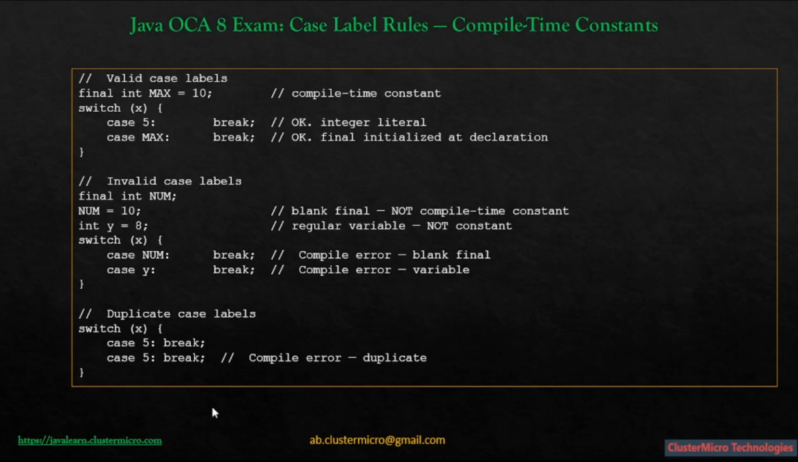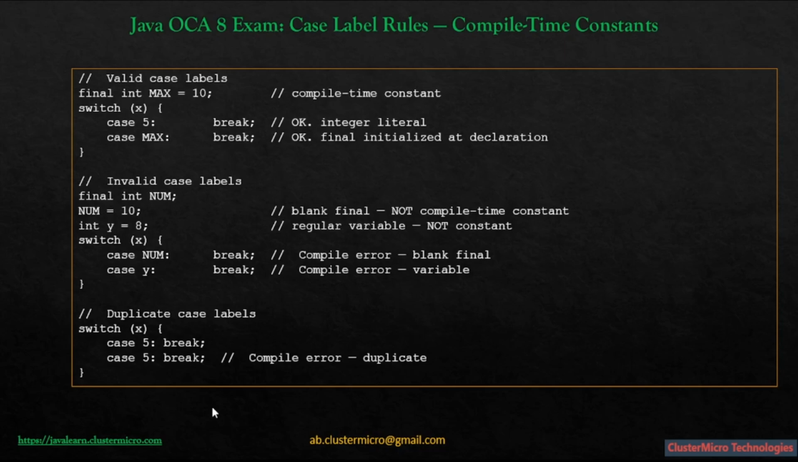Now we are going to discuss case label rules, compile time constants. Case labels in a switch statement must follow strict rules. Each case must be a compile time constant, meaning the compiler must be able to determine its value before the program runs. Literals such as integer and character values are valid case labels because their values are known at compile time. For example, case 5 or case within quotes 'A' are both valid. You can also use final variables, but only if they are initialized at the time of declaration. For example, final int max = 10. Since the value is fixed and known during compilation, it can be used as a case label.